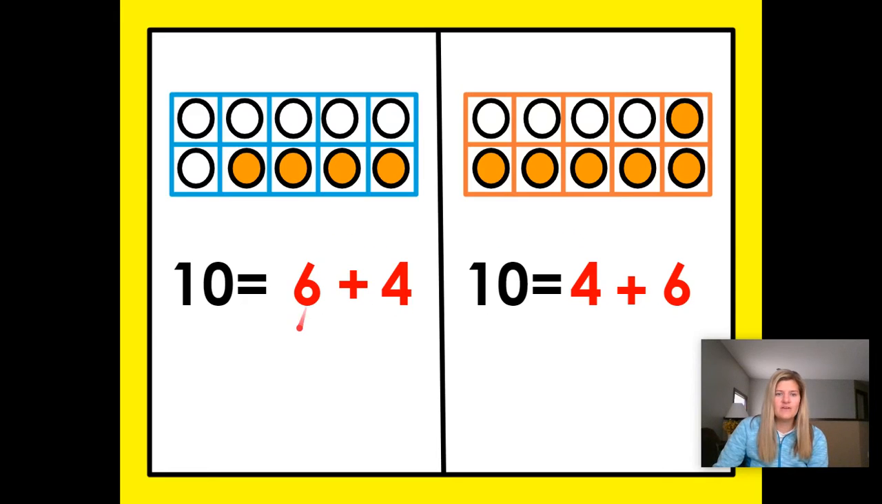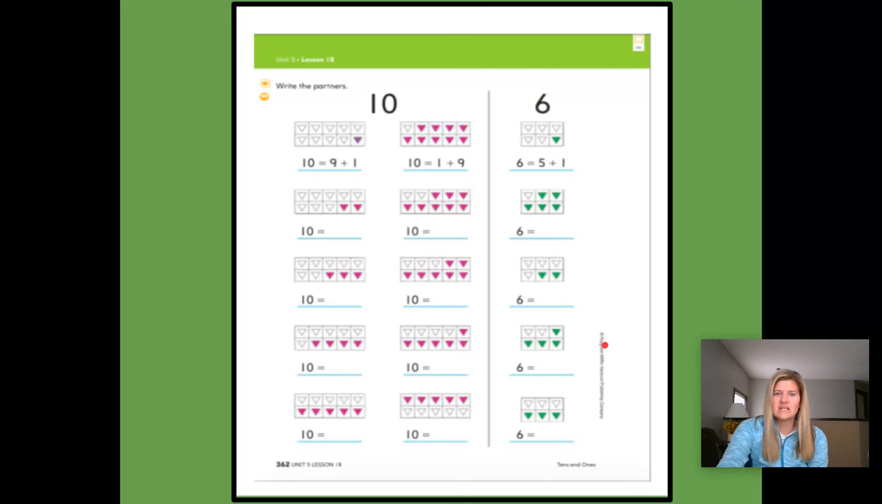Let me look at the pattern. If I look here, 6 plus 4, 4 plus 6. They're switching partners. All right, let's go look at our math sheet now and see if we see anything that's the same as what we just did.